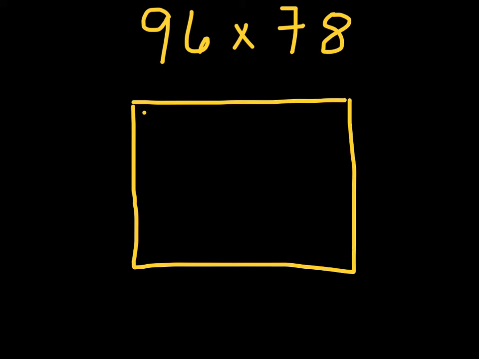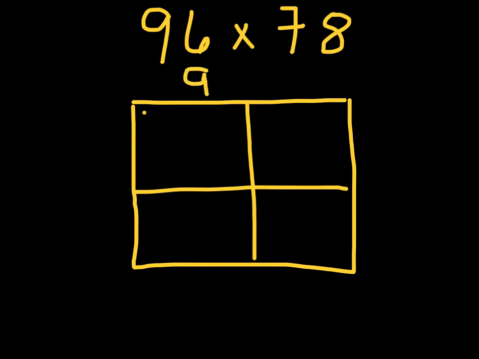And we're going to split it so that we have two boxes along the top and two boxes along the side. So when I write my numbers, the 9 is going to go above the box in the upper left, the 6 is going to go above the box in the upper right, and then my 78, my 7 is going to take over a box on the side, and then my 8. So two-digit by two-digit box.